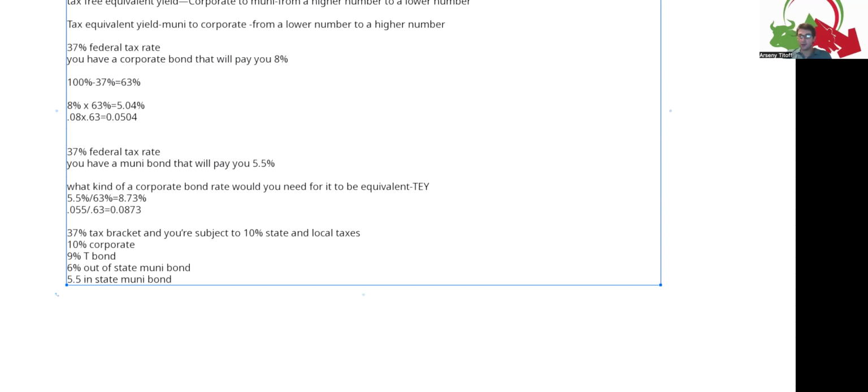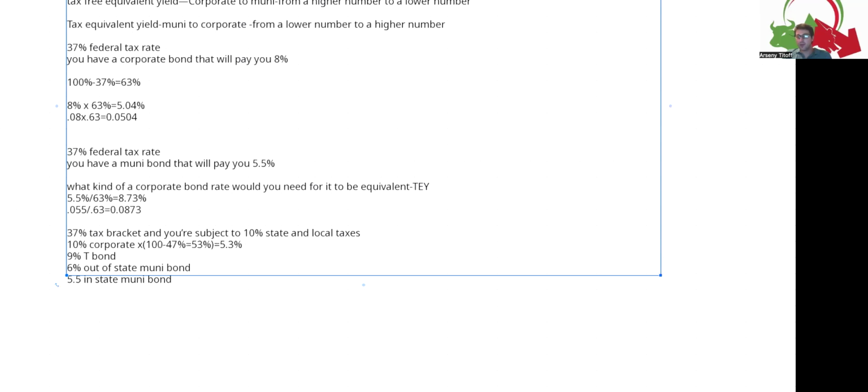So on the corporate, you're subject to full taxes, right? So you'd multiply 10% times 100 minus 47%, which is 53%. In this case, 10% times 53% should be 5.3%. So right off the bat, the muni beats that, right? So now we know it's not going to be the corporate. The objective of this question would be which would be the best return to the client.